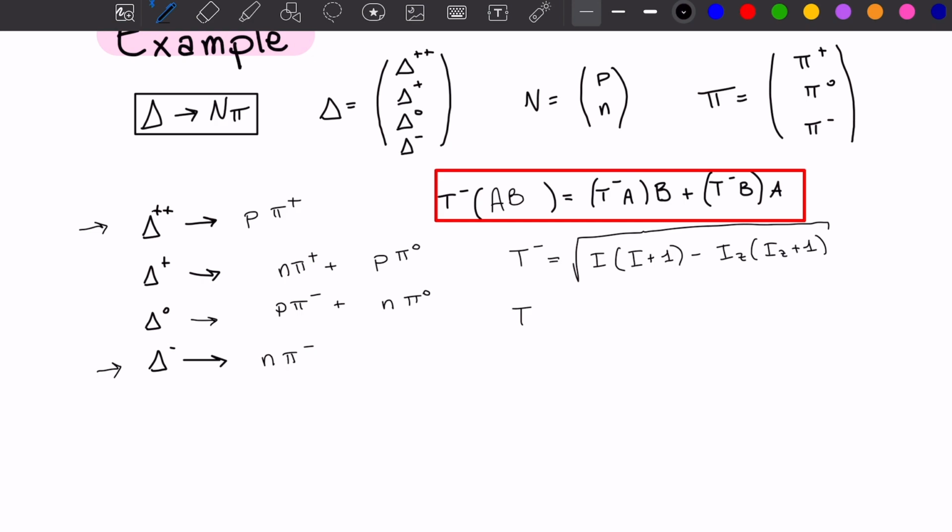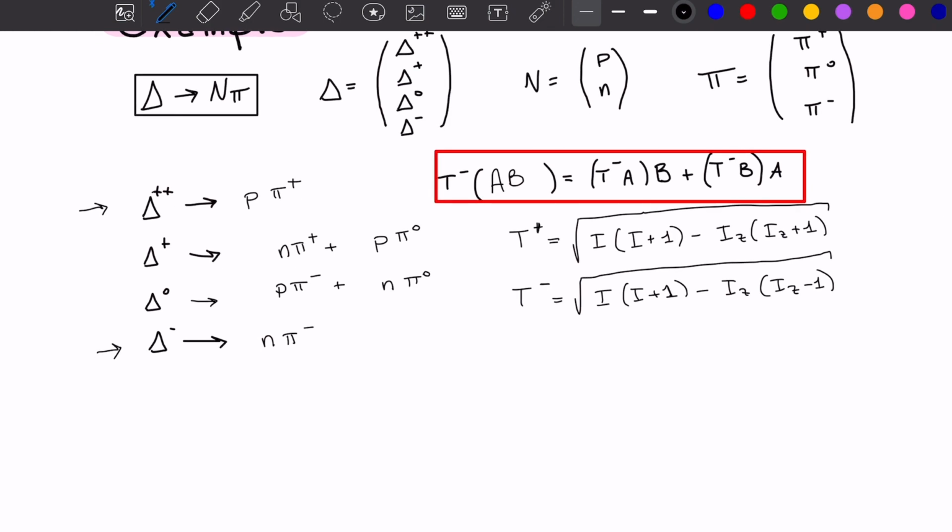And then ladder operator plus, sorry, this is the plus operator, and the minus operator will be isospin plus 1, and then minus z projection minus 1, and this is the minus ladder operator. Okay, so let's apply the minus ladder operator onto the delta plus plus.